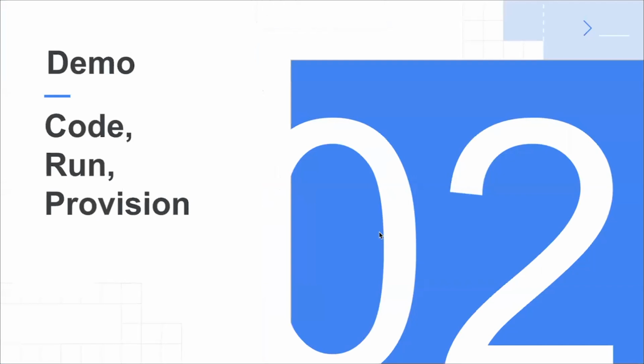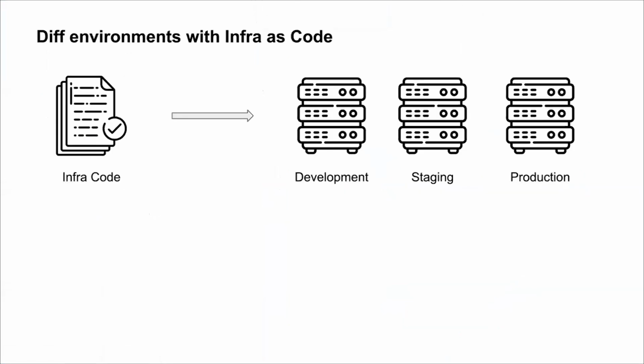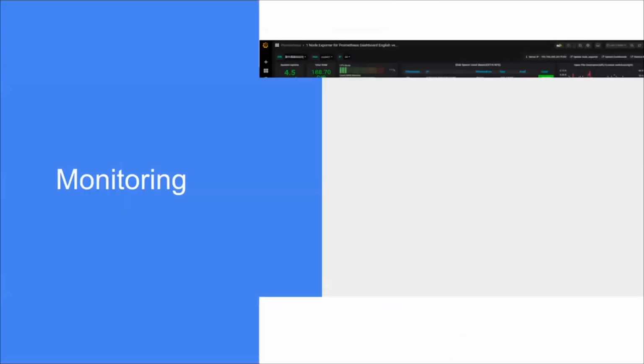As we see in the demo, as I showed, you have only one code, but you can pass the variables into that, and you can create three different types of environment, and you don't have to do the manual job. You don't have to go over to each machine or each server and do the installation of Nginx and all those things. With a single code, you can create as many servers as you want.